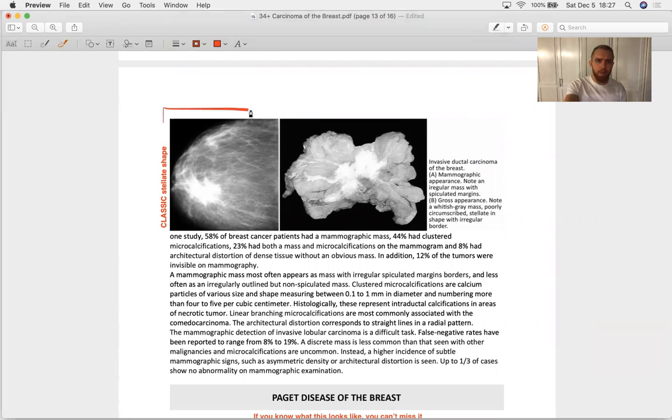So on a mammogram, invasive cancer has this classic stellate shape. If it's a cyst of the breast, if it's a fibroadenoma, it is going to be a plain Jane oval or circle or sphere. It is not going to have these stellate, wispy, calcified protrusions.